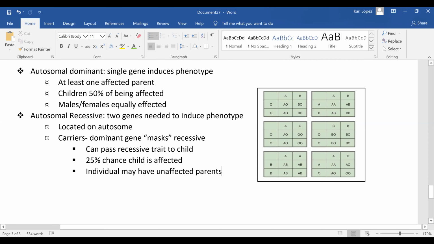So when you have a carrier, that means like here, where you have group A phenotyping, but they actually have a genotype of AO. So if you look down here, this 25% chance is talking about this for recessive.